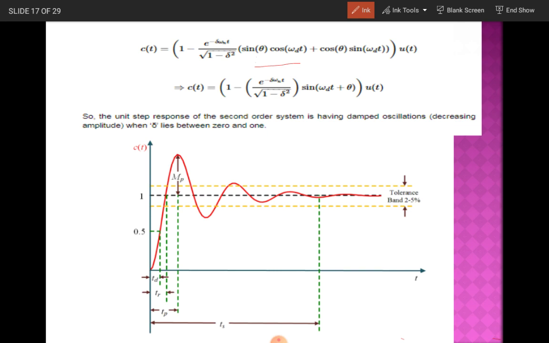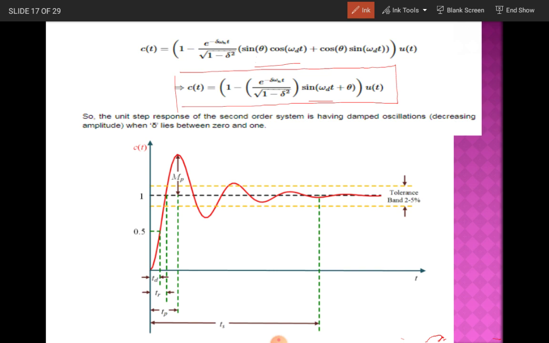So in this expression you can see that it is sin a cos b plus cos a sin b in this format. So what I do is this can be replaced as sin of (a plus b), that is sin of (omega t plus theta). So this is the final expression for the second order system with the step response.